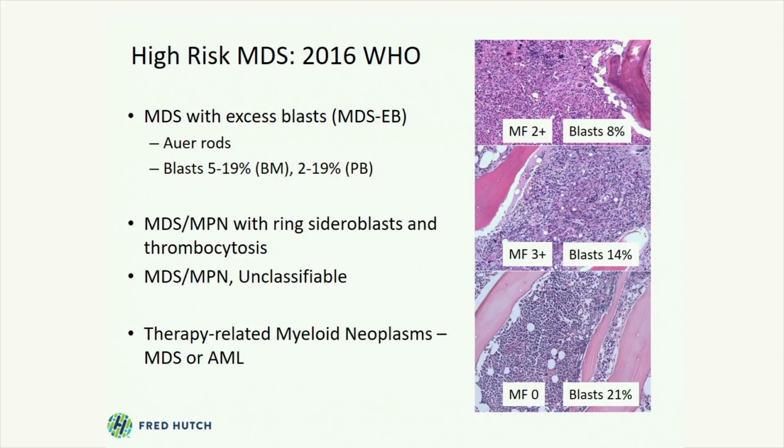Our high-risk MDS is challenging. Excess blasts now, if you see any Auer rods, can actually be classified here. Cutoffs are similar in the marrow and peripheral blood as previous. Your myelodysplastic syndrome with myeloproliferative neoplasm and ring sideroblasts and thrombocytosis are here now, and your unclassifiables are here. And then you still have your therapy-related myeloid neoplasms, and this could be an MDS or AML.